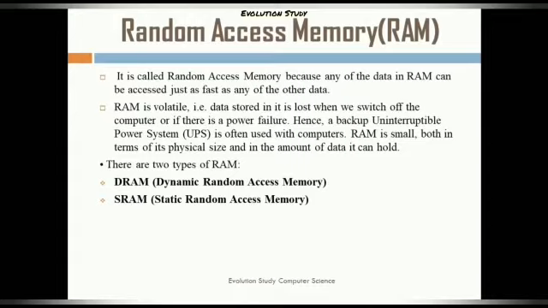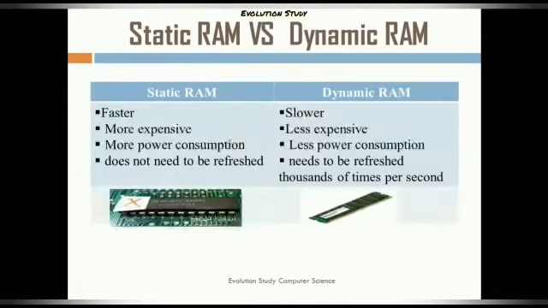There are two types of RAM: DRAM, the Dynamic Random Access Memory, and SRAM, Static Random Access Memory. Now there are differences between static RAM and dynamic RAM. Static RAM is faster, while dynamic RAM is slower. Static RAM is more expensive, dynamic RAM is less expensive. Static RAM has more power consumption, dynamic RAM has less power consumption. Static RAM does not need to be refreshed, while dynamic RAM needs to be refreshed thousands of times per second.